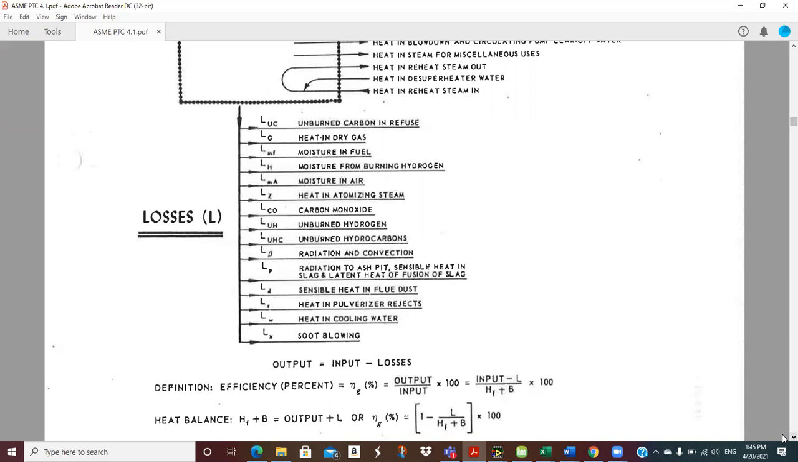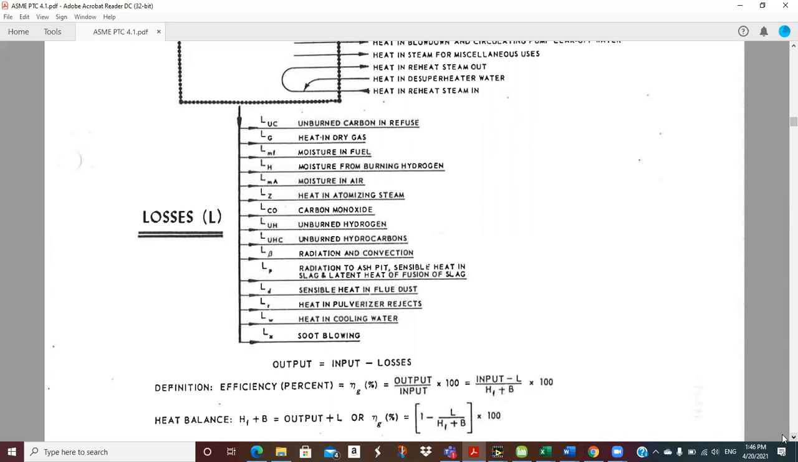Radiation to ash pit. So this L sub P is kind of a hodgepodge here. Radiation to the ash pit, which is down on the bottom, where you have water laying down there, and that radiation heats up that water. The theory is you're going to circulate water through that ash pit, and so you're going to carry some heat out with it.